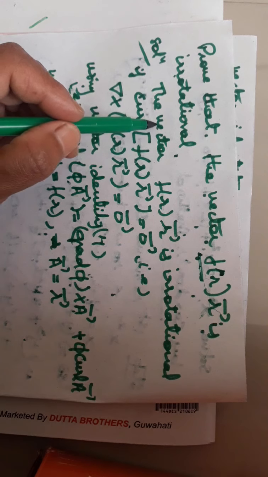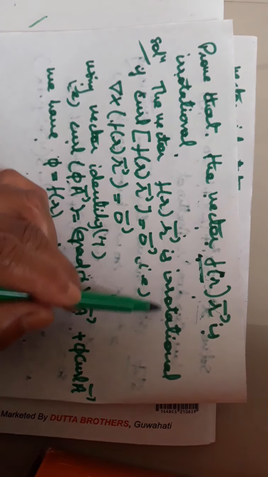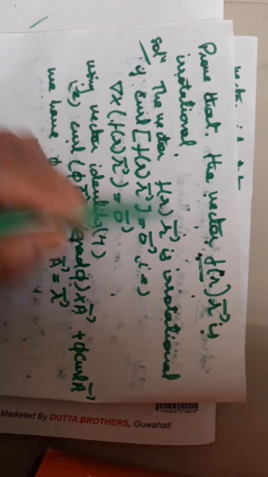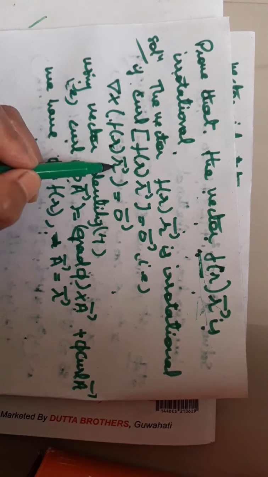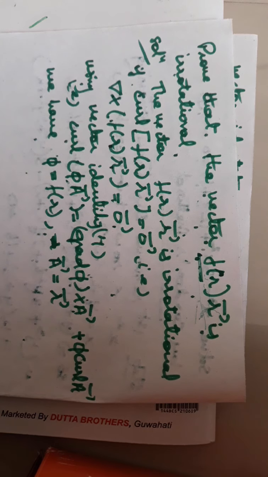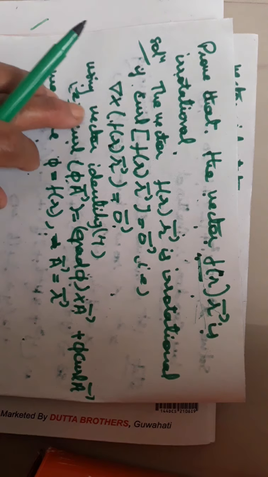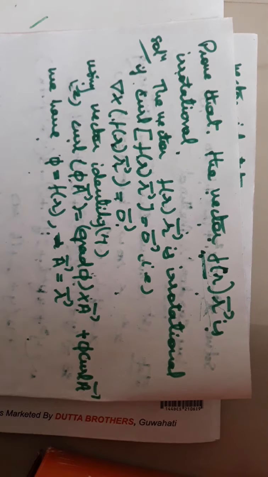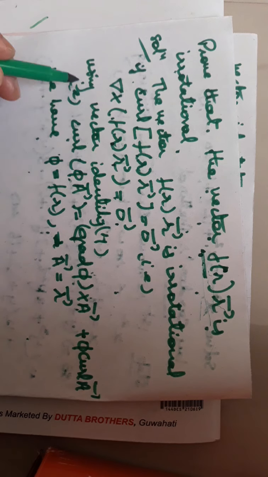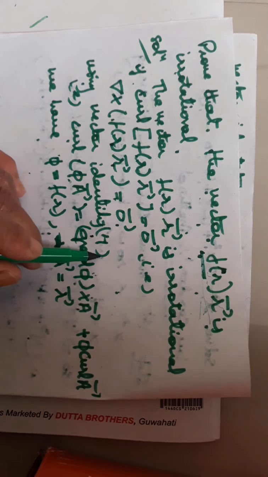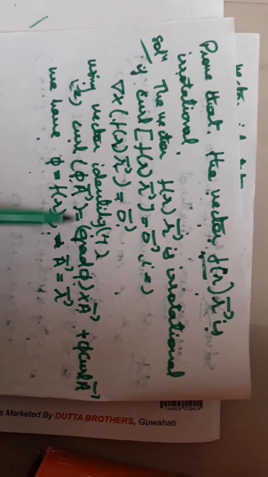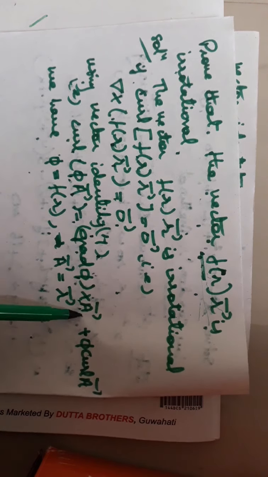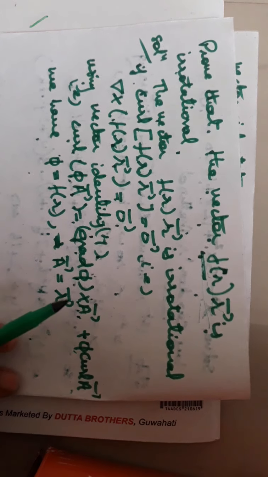So what we need to show is that this vector will be irrotational if the curl of this vector is equal to 0, that is, del cross of f of r into r bar is equal to 0. Now to solve this, you can use the determinant rule straight away, or you can use vector identity 4. What is vector identity 4? It states that curl of phi of a bar is equal to gradient of phi cross a bar plus phi into curl of a bar.